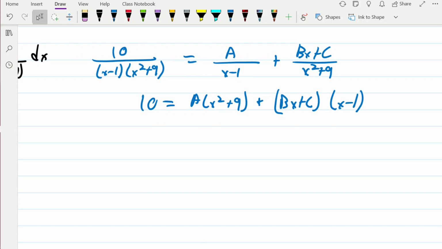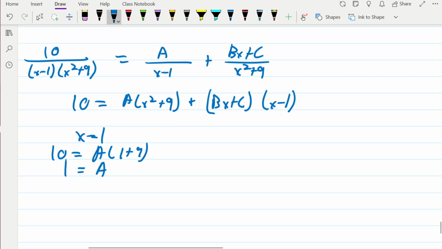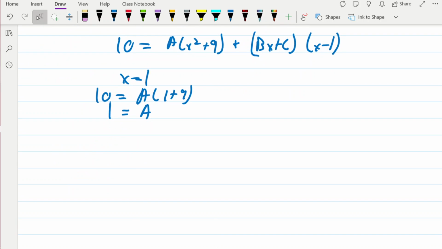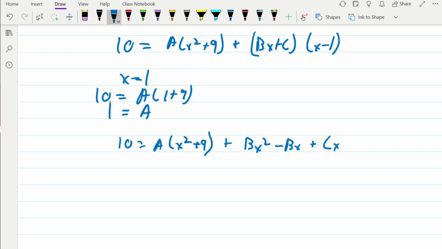So before we actually start factoring this out, I want to just deal with finding this A value, which we can get by setting x equal to 1. So we're going to have 10 equals A times 1 plus 9, so A is going to be equal to 1. Nice and easy. Now we need to factor out, or no, not factor out, distribute. So we're going to have 10 equals A times x squared plus 9 plus Bx squared minus Bx plus Cx minus C.